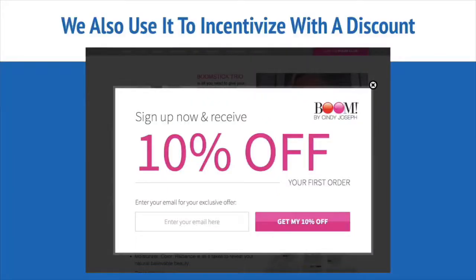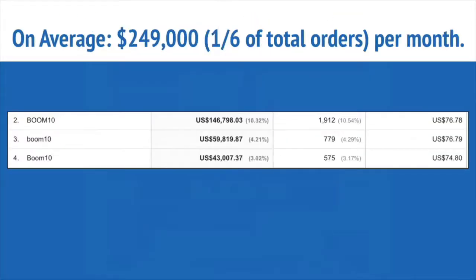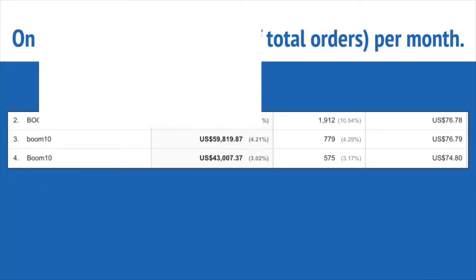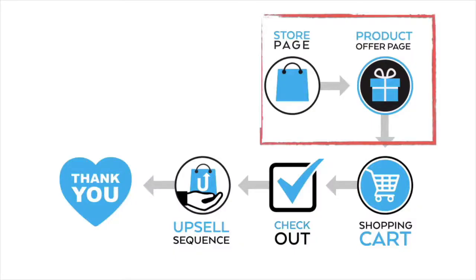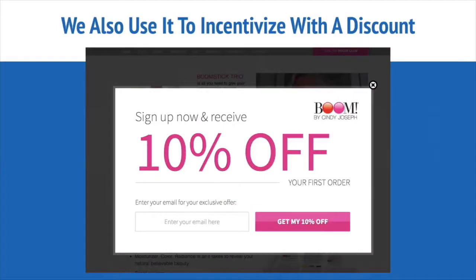Now, we also use on-site retargeting to incentivize people with a discount. We use this discount where you say, hey, get 10% off, stick around, and then we give them their coupon code. We make like 1/6 of our total orders from this exit intent pop-up, which is amazing. So you definitely want to be using exit intent, and you definitely want to be using it to incentivize with a discount. We use exit intent on the store page, the product offer page, and the shopping cart. Those are the 3 places that we pop up this particular exit intent thing.